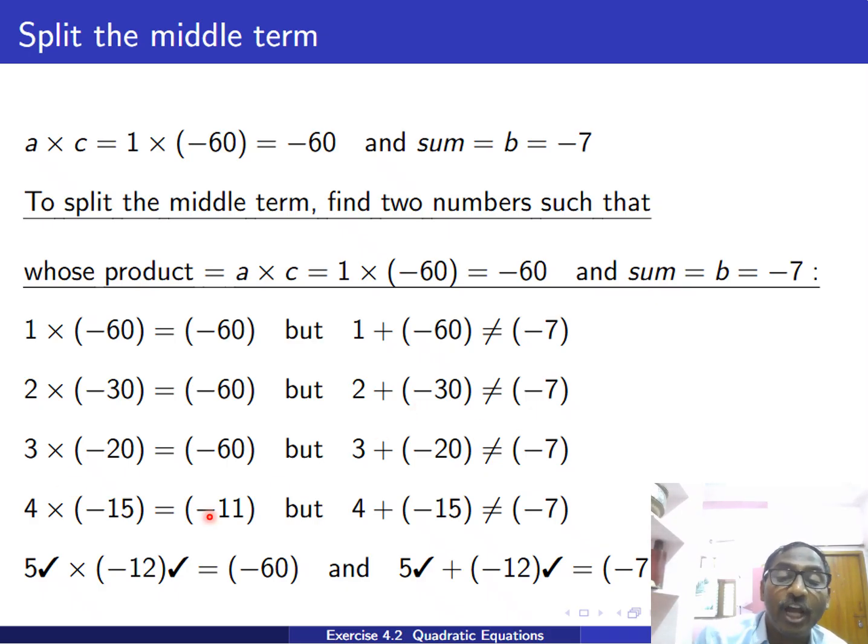In the same way, all these. Next, coming to the fifth one, 5 times minus 12 equal to minus 60 and 5 plus minus 12 equals minus 7. So I can choose these two numbers, 5 and minus 12, to split the middle term.